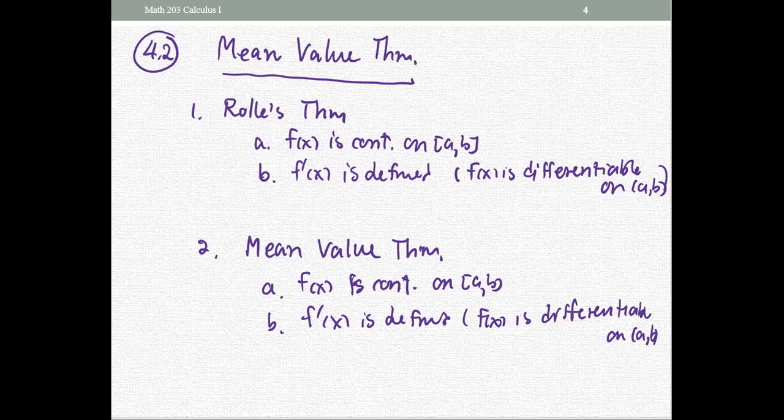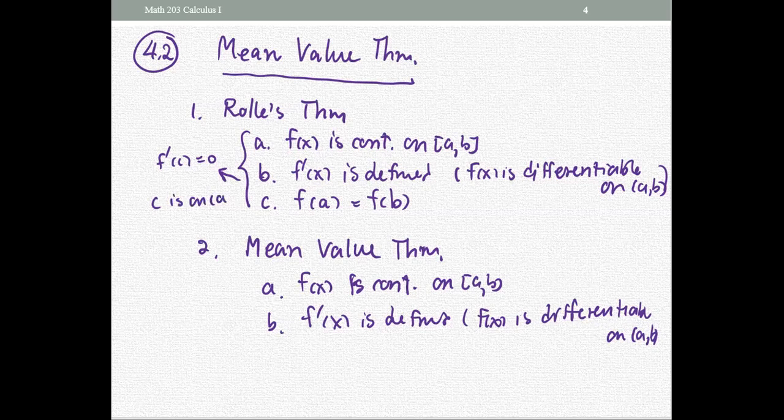For Rolle's theorem, there is another assumption that the mean value theorem doesn't have: the function value at point A equals the function value at point B. If these three assumptions are met, then by Rolle's theorem there is a point C such that f prime at C equals 0, and C is on the open interval AB. That means we don't count the two endpoints.